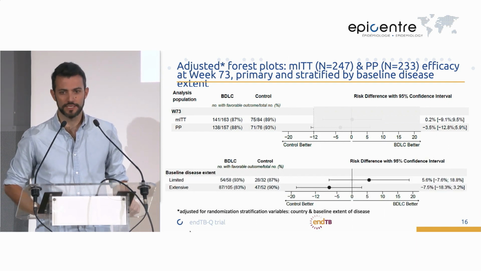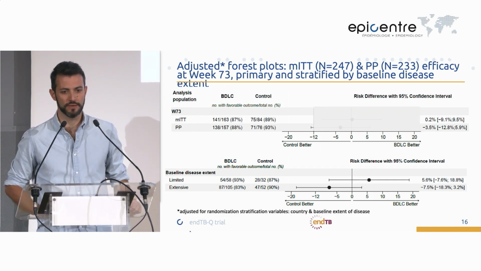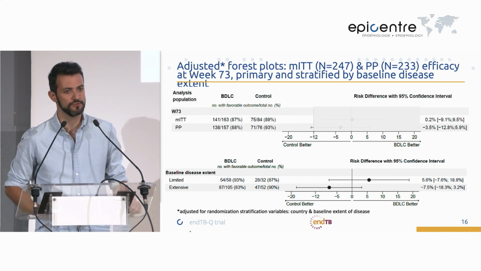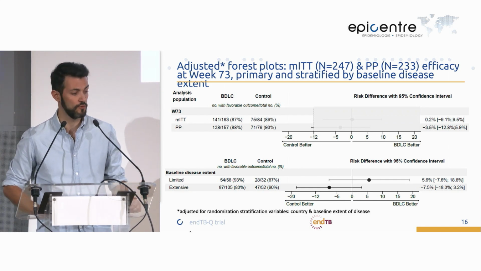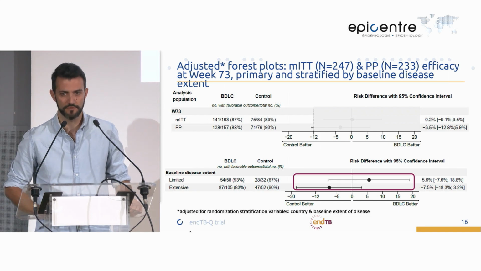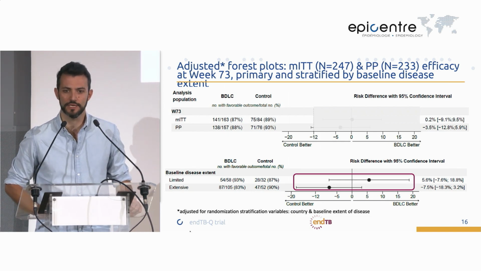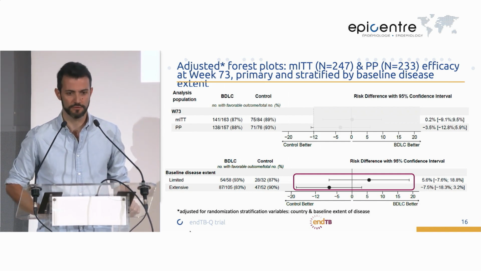And to try to understand a little bit better why we came to this conclusion, we performed a pre-specified analysis stratifying by extent of disease at baseline, as well defined as we have seen before. And here you can see that although there is no statistically significant difference, there is a trend towards better outcomes in the experimental than in the control in the limited disease group, while in the extensive group we have a trend in the opposite direction.